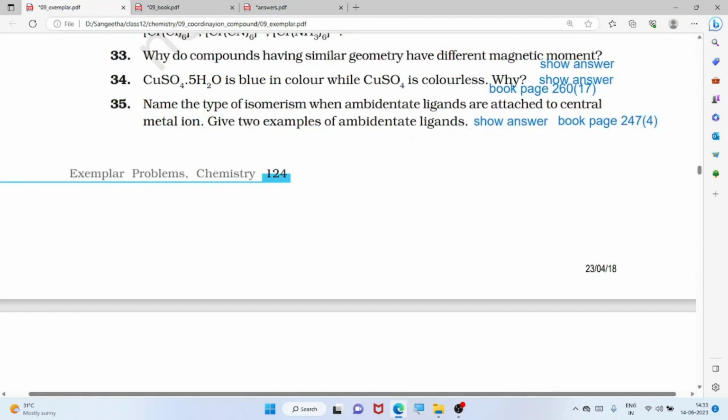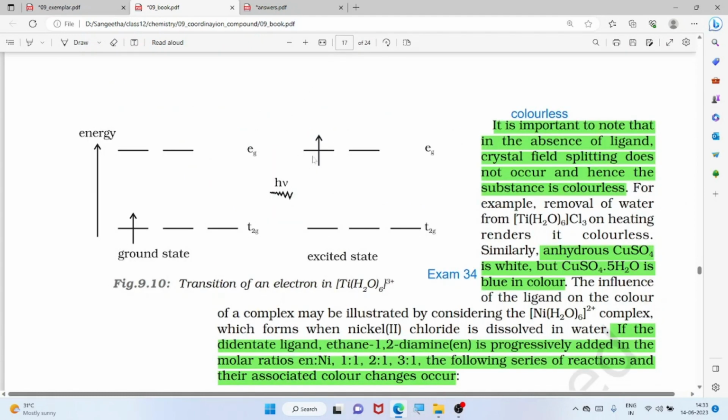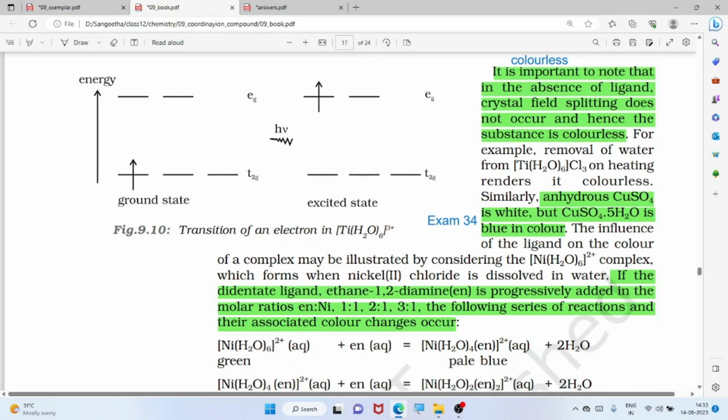34. That is given in the 17. See here, CuSO4 without water is white, but with water there is crystal field splitting taking place and this gives color.